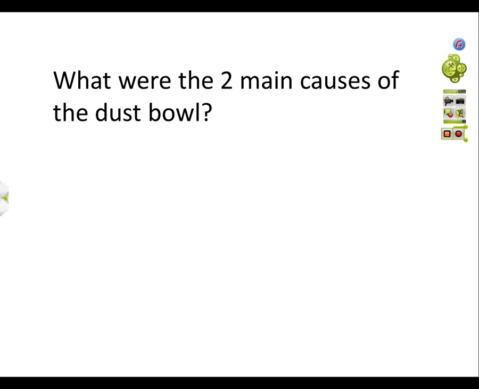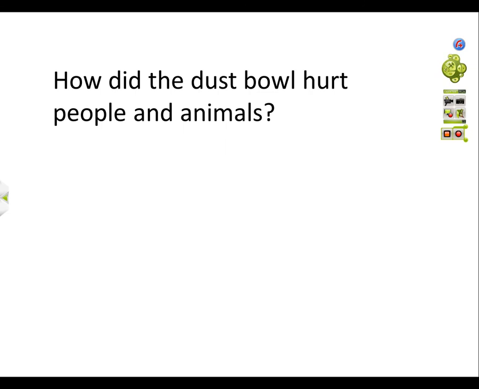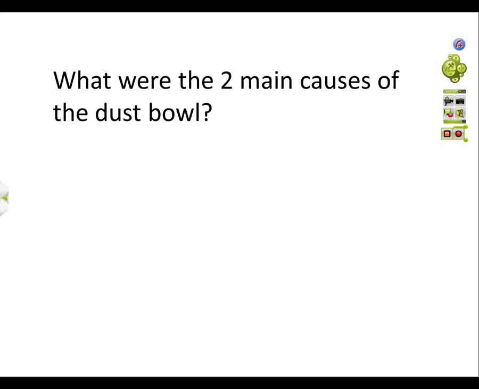What were the two main causes of the Dust Bowl? The farmers plowed up all their prairie grass at one time. And it didn't rain. The drought. How did the Dust Bowl hurt people and animals? Well, people inhaled a lot of dust and their lungs were full of dust. The other danger was if they were stuck outside, they would get lost, because they couldn't see. We just did this one.